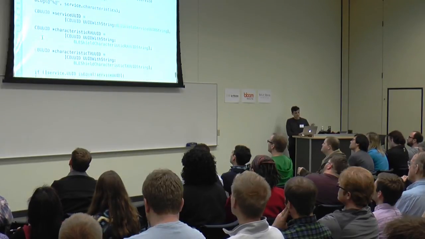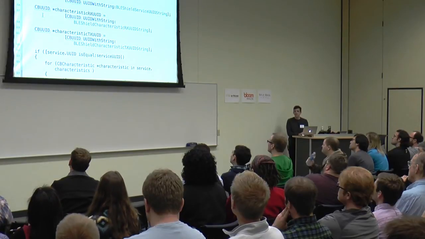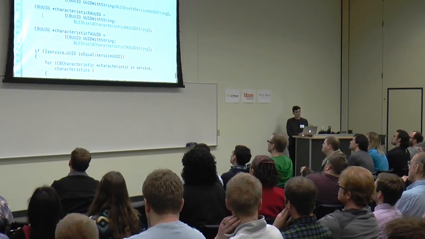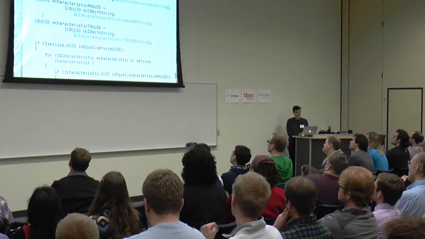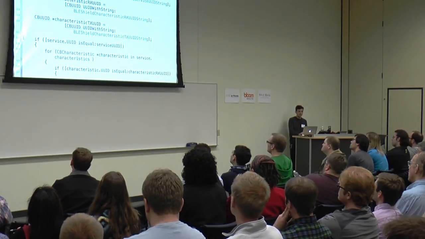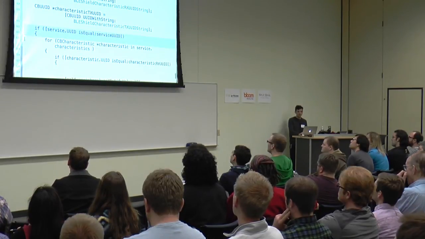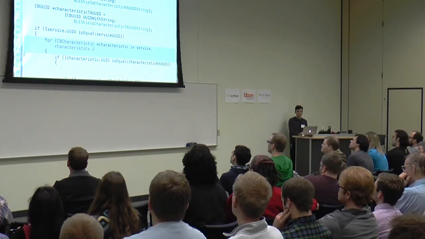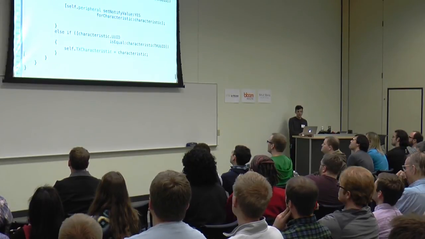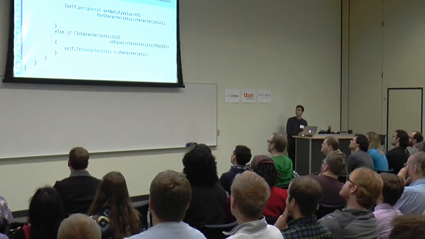We need to take these strings and turn them into CBUUID values. We can compare those CBUUID values with the values we get back from the callbacks from Core Bluetooth. So we check for the service to make sure that it's the one that we're interested in, and then for each characteristic that comes back, we loop through those, and we compare the characteristic UUID with the one that we know is the one we want. In this case, it's the RX characteristic.